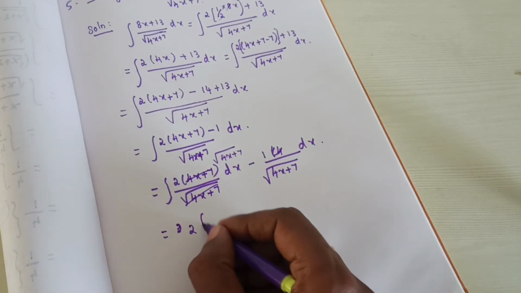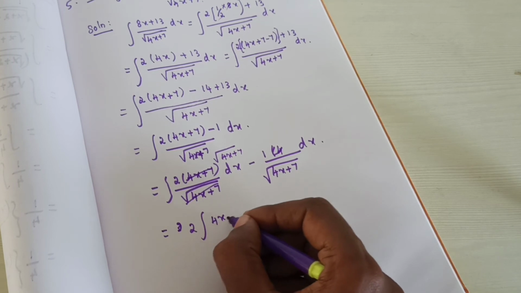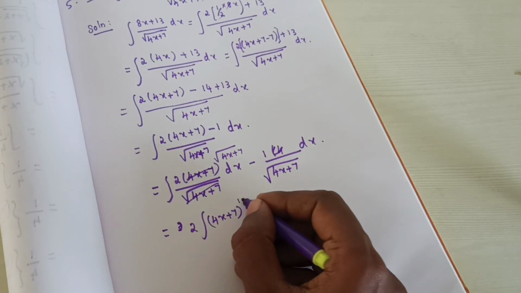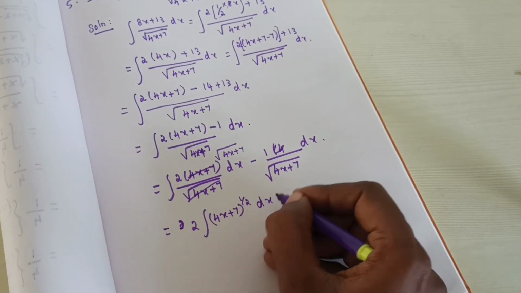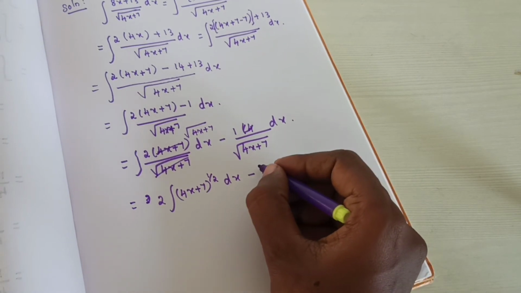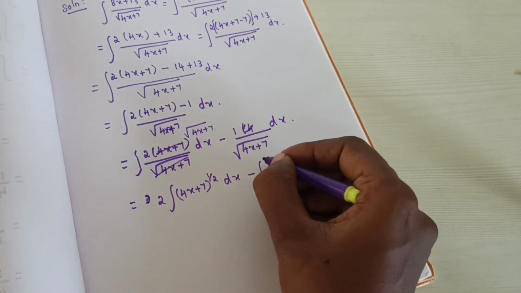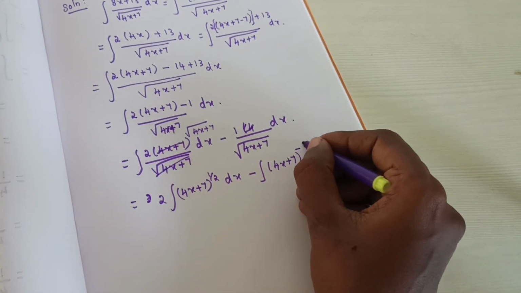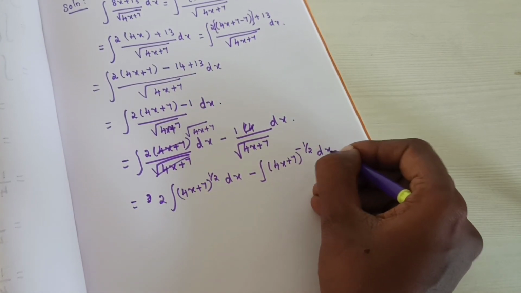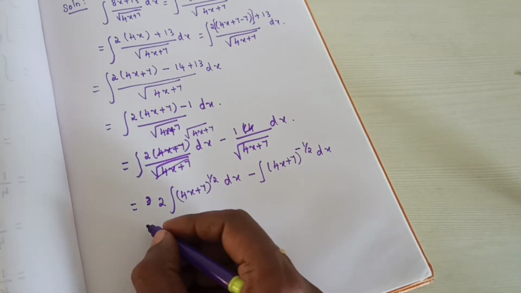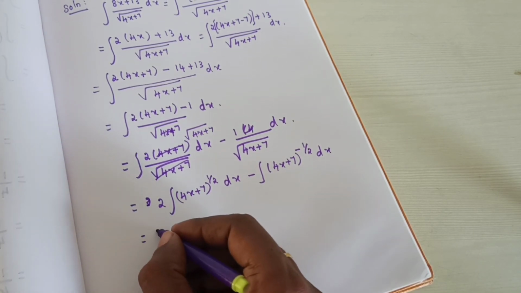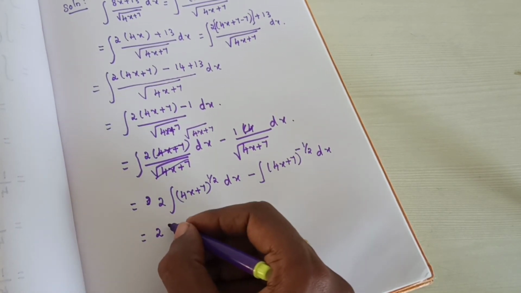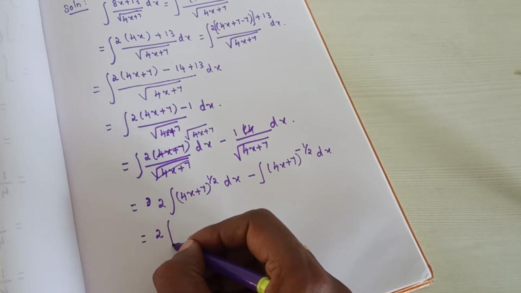So E2 is common. So what will happen? (4x + 7)^(1/2) dx minus, we will split, is it right? Minus the integral of (4x + 7), bring this to the numerator, ^(-1/2) dx. Understand? Now you can use that ax + b formula. So 2 into, what will happen? Integrated. So what will happen?